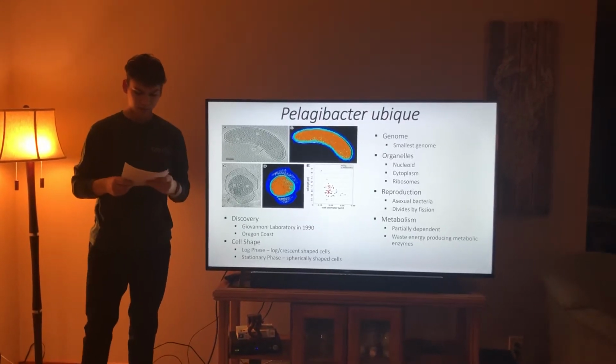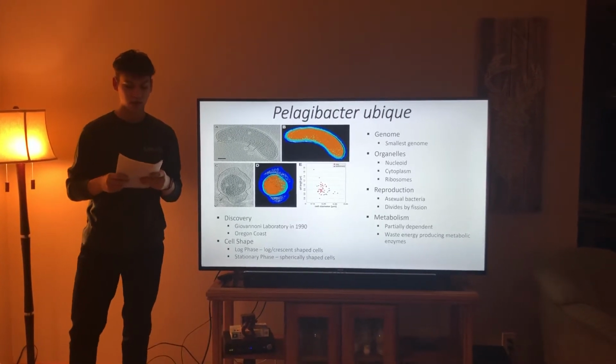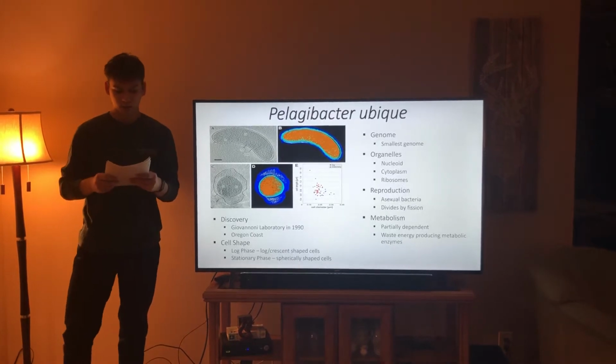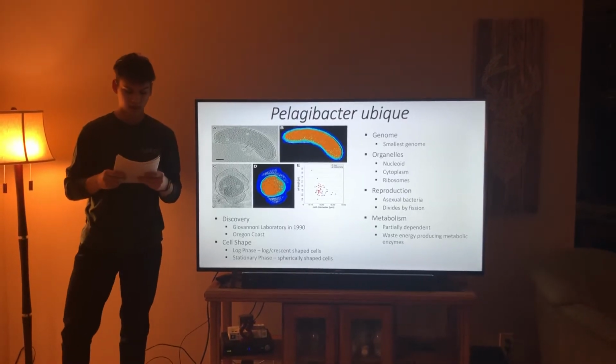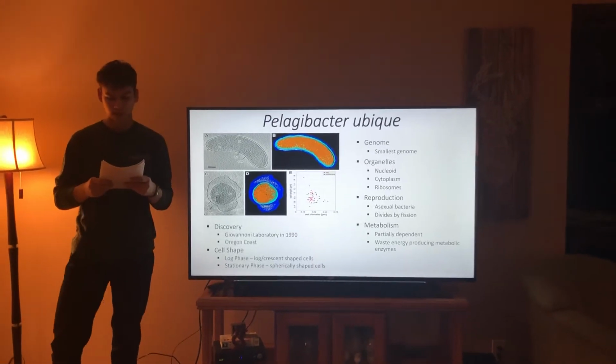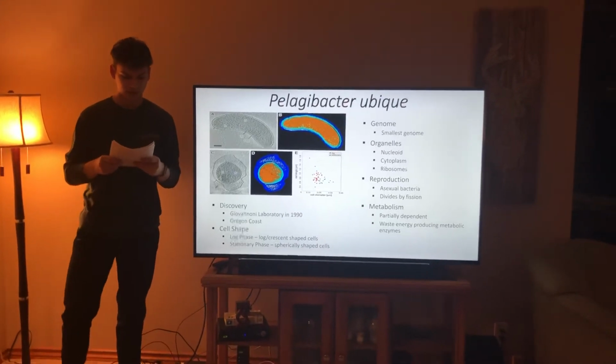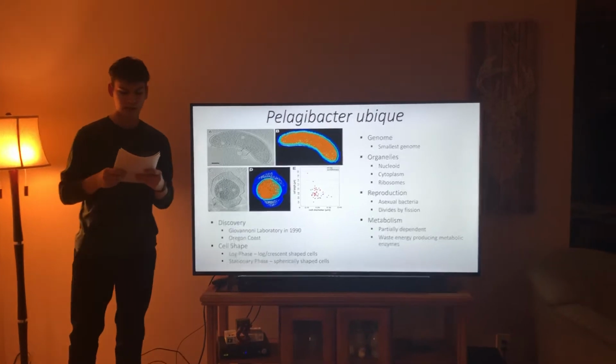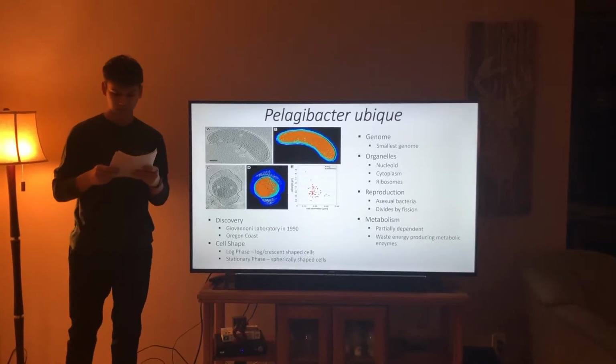Pelagibacter ubique has two phases in which they can enter. These are the log phase and the stationary phase. Cells that are in the log phase are rod or crescent shaped. The length of these cells varies from 400 nanometers to 1300 nanometers, and the diameter of these cells ranges from 190 nanometers to 250 nanometers.